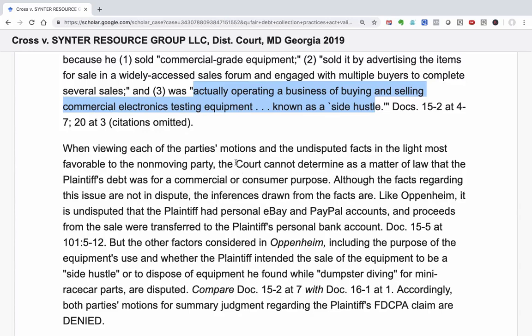And the court says, look, I cannot determine whether it was for commercial or consumer. And this is interesting. And we see this come up, but it's kind of a subtle thing. The facts are not in dispute. In other words, what happened? But it's the inference that you draw from those facts. Those are in dispute. So let's look at what's undisputed. Plaintiff had a personal eBay, personal PayPal, went in a personal bank account. But then when you look at this Oppenheim case, there are some things that, how do these play out?